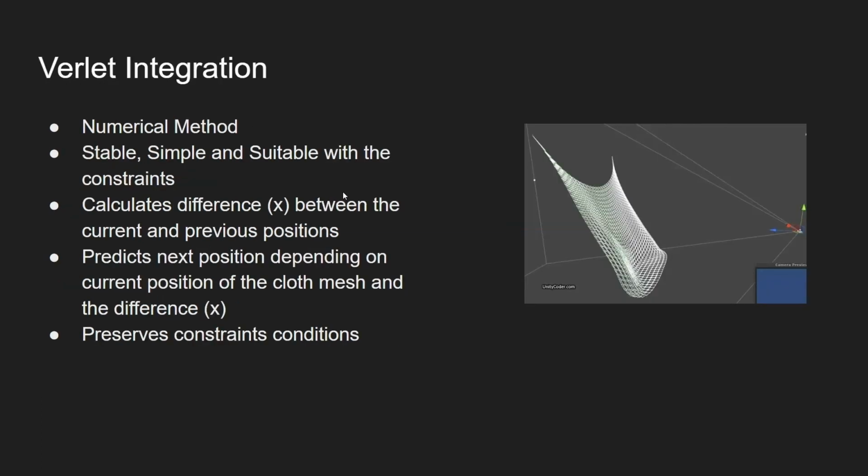So the second simulation is quite similar to PBD, and it's called Verlet integration. It's a numerical method, and it's useful because it's stable, it's simple, and it suits preserving the different constraint conditions. So it works similarly to PBD in a way where it uses the distance between the current and the original position, and with that value it predicts the next position by using the current position of the cloth mesh particles and the distance between the current and the previous position of the cloth mesh particles.